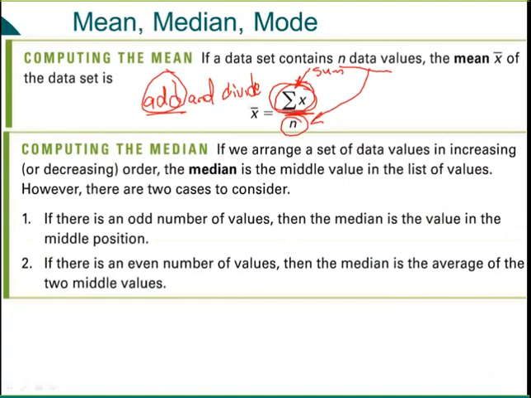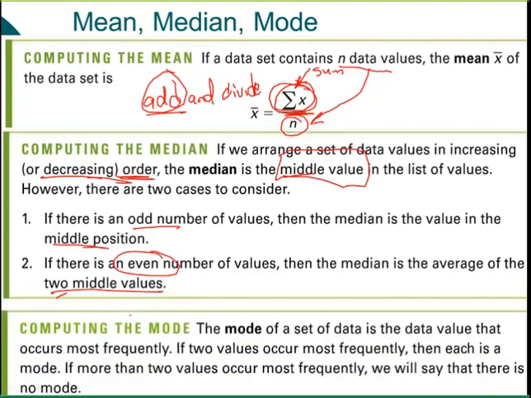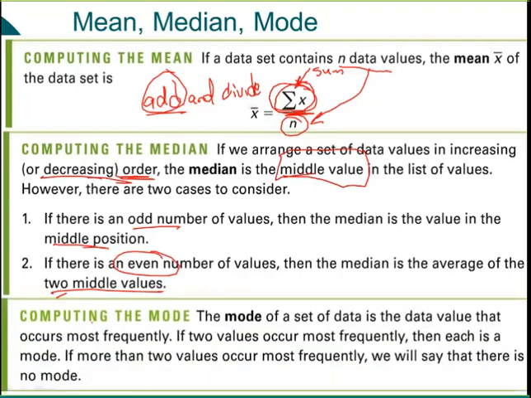Median. For the median, you have to have them all in order, increasing or decreasing order, it doesn't matter. The median is the middle value. Now here, if there's an odd number of values, then the median is the middle position. For an even number, you have to take the average of the two middle values, or in other words, the mean. And then finally, computing the mode. The mode is the one that happens the most, so it's the one that happens most frequently.